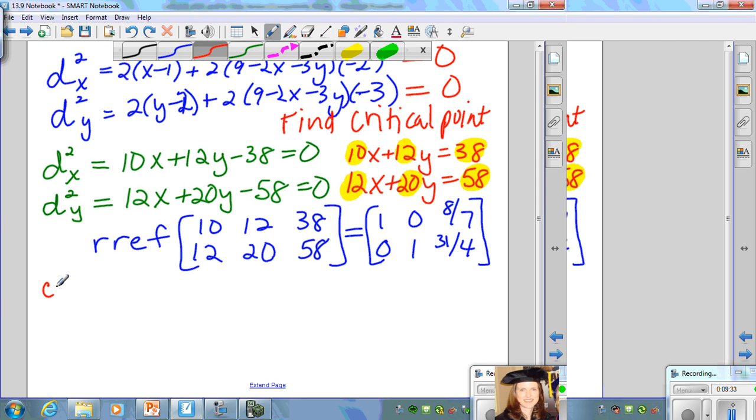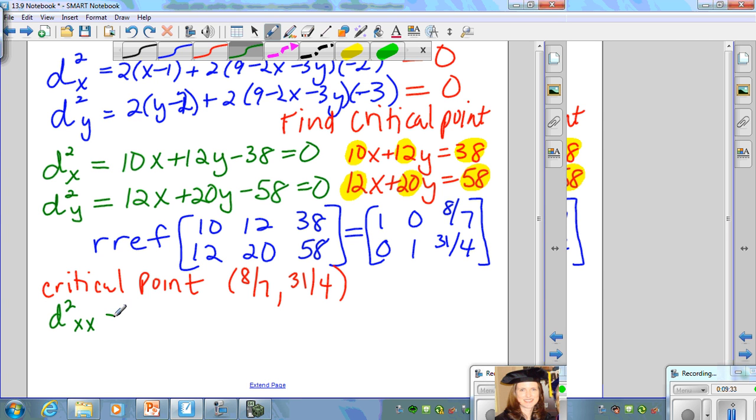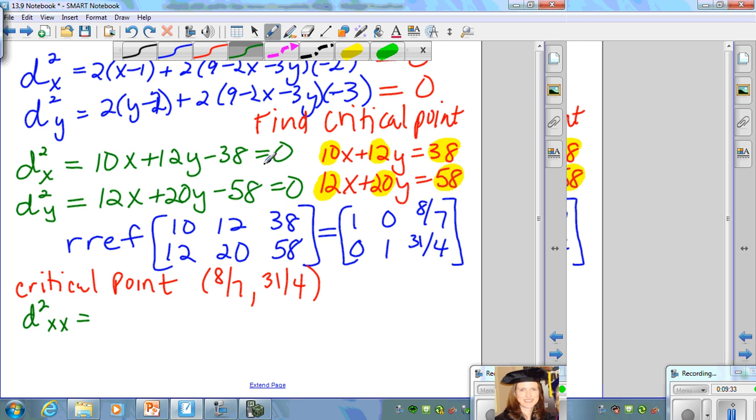All right, so our critical point is x equals 8 over 7, and y is equal to 31 over 4. Now, to determine if this gives you a minimum distance or a maximum distance, we want to use the second partials test. So we are going to take those higher order partial derivatives, take the derivative of d squared with respect to x and x again. So going back to this result, take the derivative of this with respect to x and you get 10.